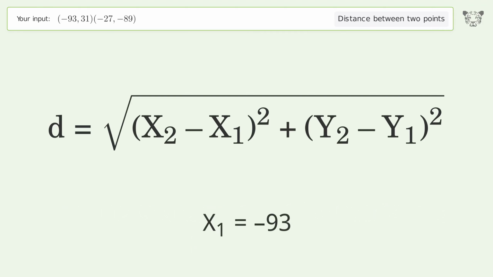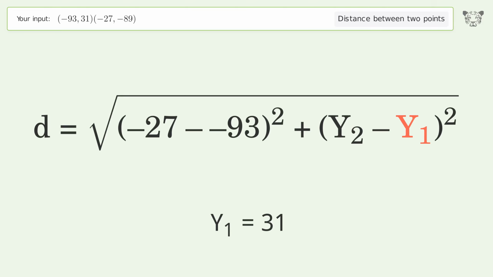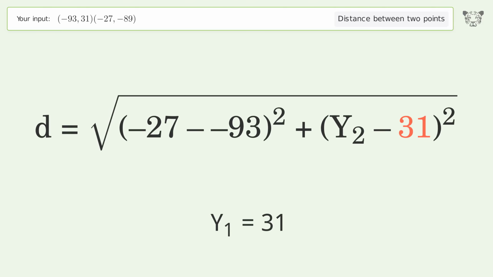x1 equals negative 93. x2 equals negative 27. y1 equals 31. y2 equals negative 89.